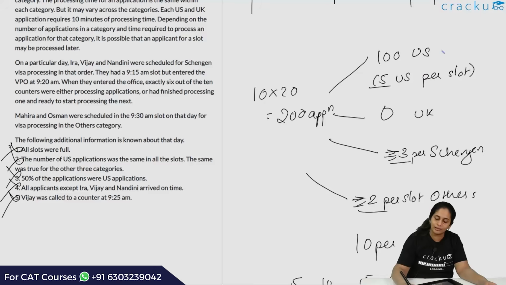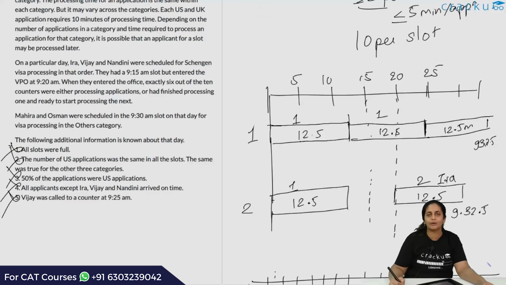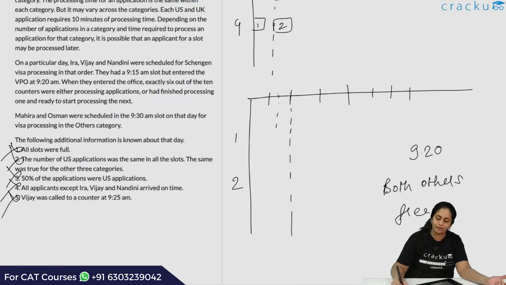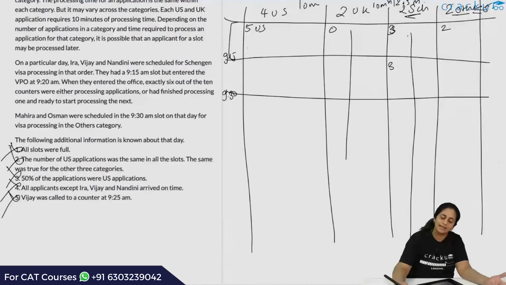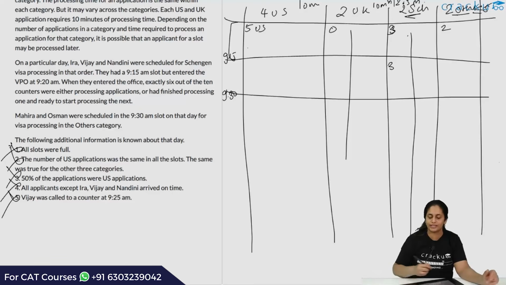Now, after I figure out this: the US applications, 100 of them, 5 per slot, each takes 10 minutes per application. The UK applications are 0, so I can ignore. The Schengen applications are 3 per slot, each takes 12.5 minutes per application. There are 2 Others applications per slot and it takes at max 5 minutes per application. This I have been able to figure out. Now I can draw my figures like this to figure out exactly when each application is being processed. So let us do that. Let us see what is needed and based on that we'll figure out when each application is in progress.